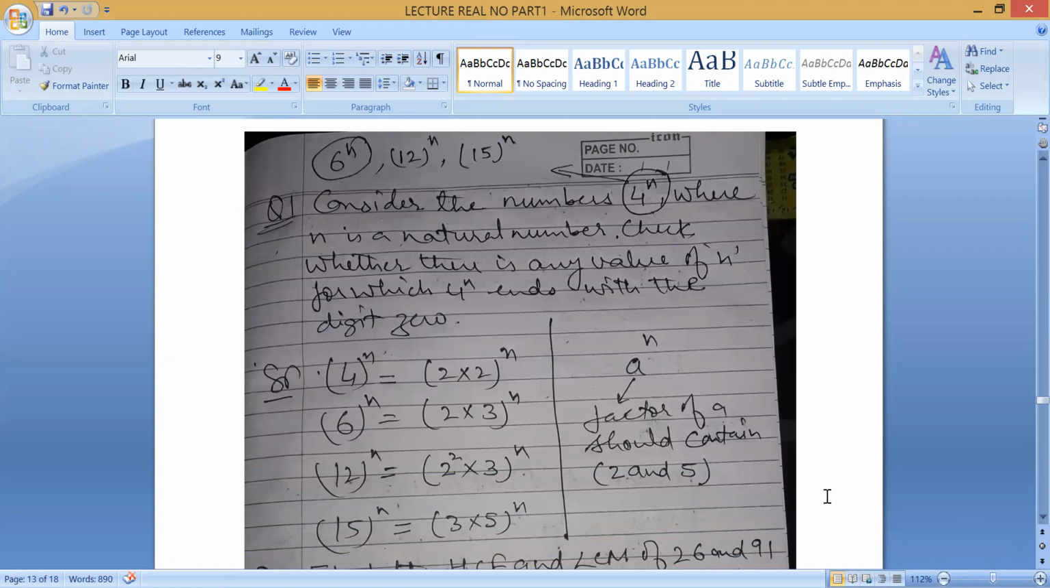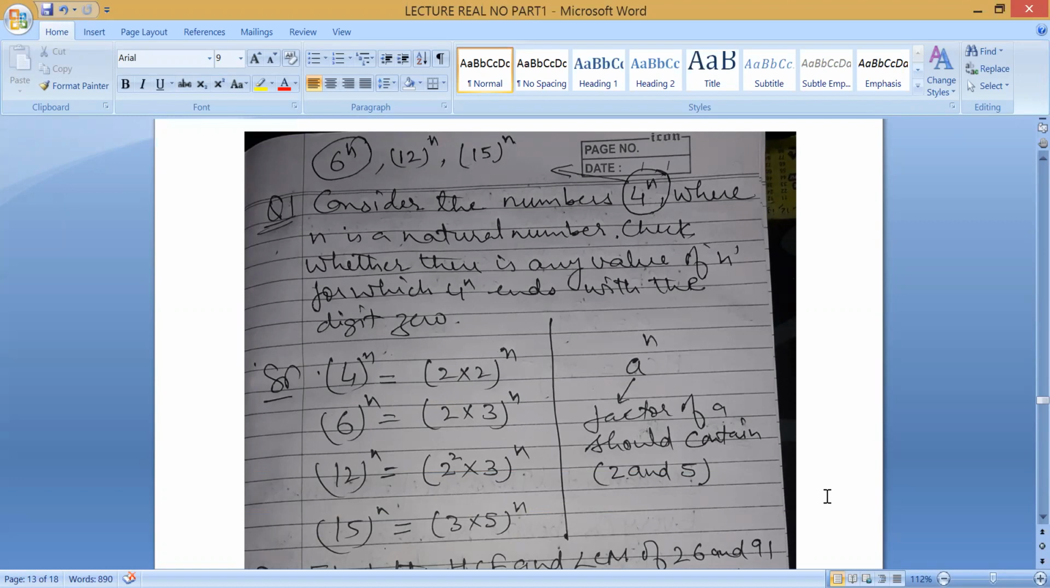Now, question number 1 that I have shared on the screen is: consider the numbers 4 ki power n, where n is a natural number. Check whether there is any value of n for which 4 ki power n ends with the digit 0. Now 4 ki power n means what?